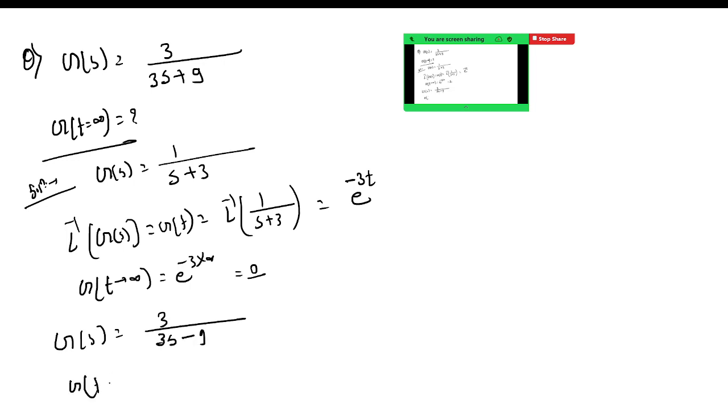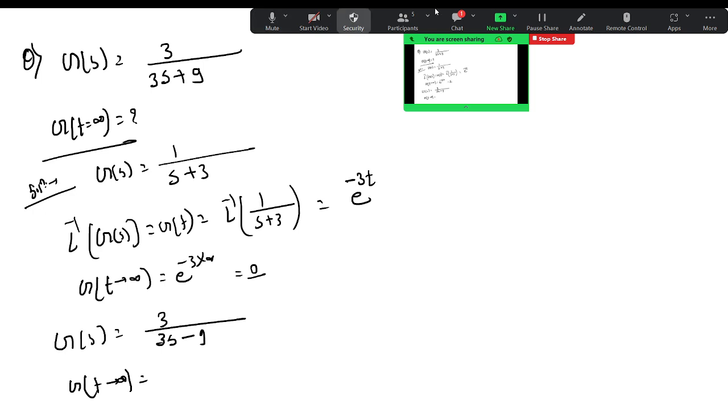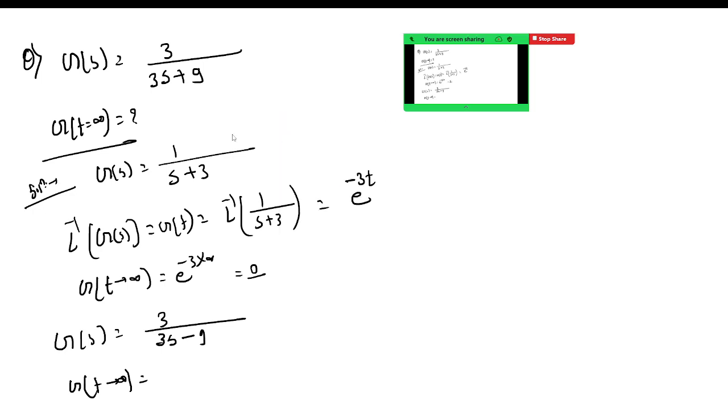Now, if I give you G(s) equal to 3 upon 3s minus 9, what will be g(t) as t tends to infinity? Tell me. You can give the answer in only two or three seconds. Infinity. If you convert, again I'll divide by 3, so it will be the Laplace inverse of 1 upon s minus 3, which equals e to the power 3t, which is e to the power 3 multiplied with infinity, that is infinity.